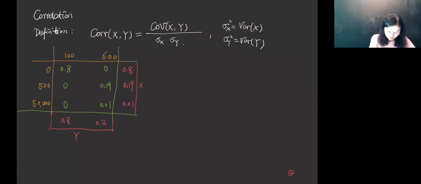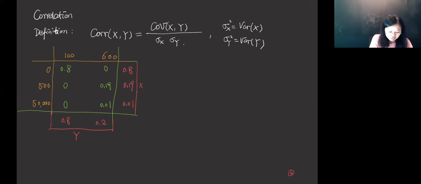What is the definition of correlation? Simply, we divide covariance by the standard deviations of the two random variables. Once we divide covariance by the standard deviations of the two random variables, we remove the scale from the covariance statistic and we get the correlation. Correlation of X and Y is defined to be this ratio.